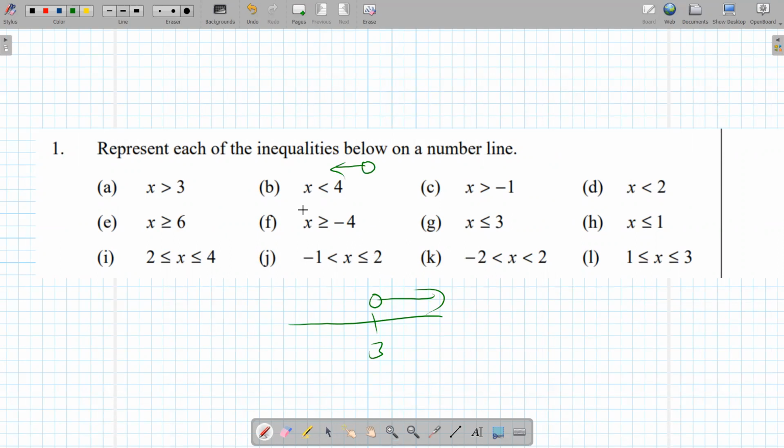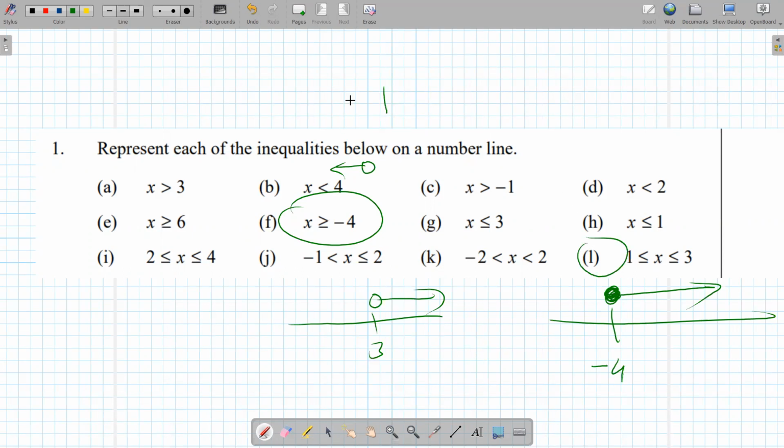Most of these are extremely easy. Like for f, x is greater than -4. You want to put all the numbers here, like 0, 1, 2. I'm just not going to put them for the sake of time. Boom. That's f. You want to do L, 1 and 3. So this is 1, this is 3, and x is between them. It's inclusive, so a closed circle like that, and you are done, right?